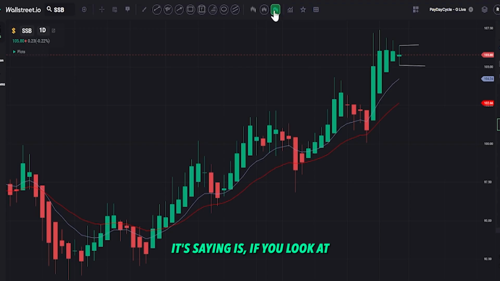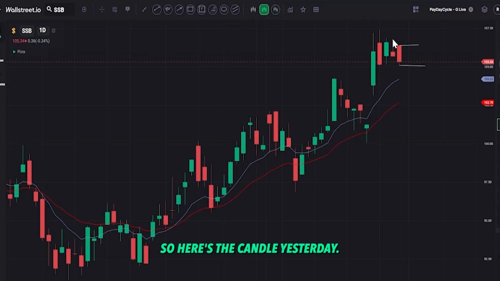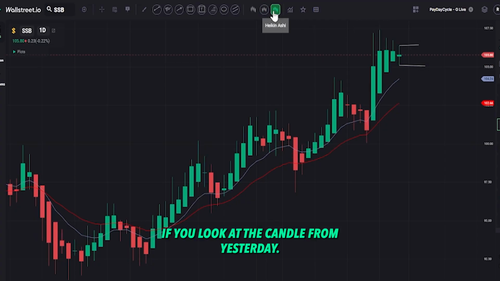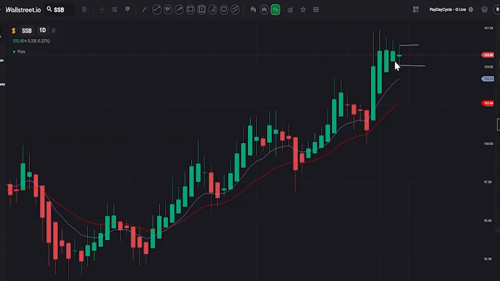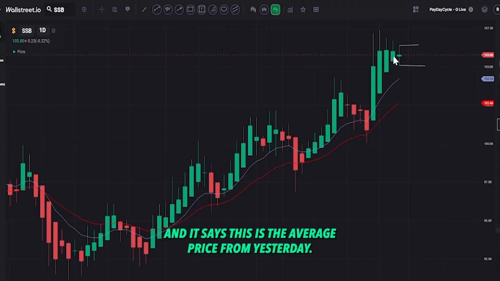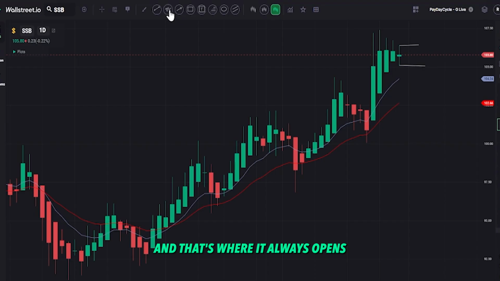What it's saying is, if you look at this bar over here, the previous day, so here's the candle yesterday. See the high and low? If you look at the candle from yesterday, it goes to the average price, the middle of the body there, right? It goes to the middle. And it says, this is the average price from yesterday. And that's where it always opens, the average price from yesterday.